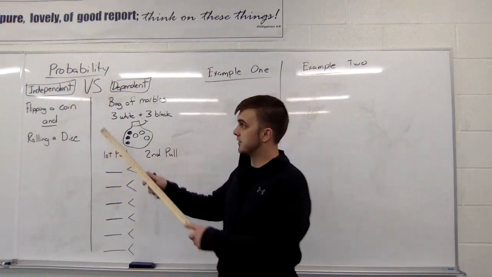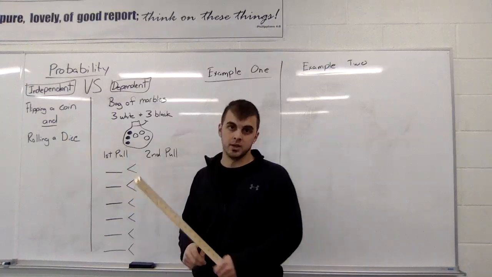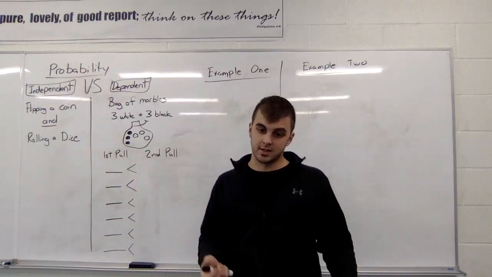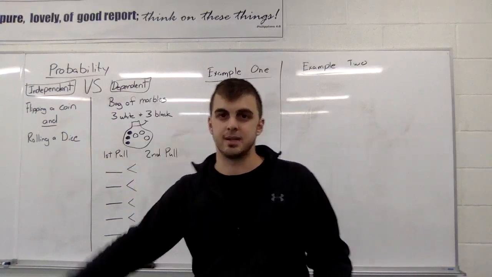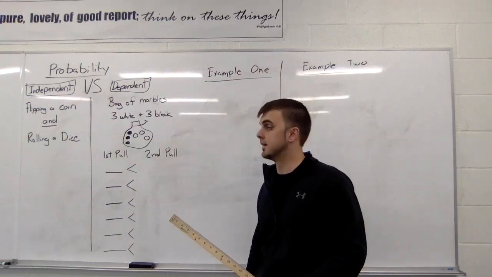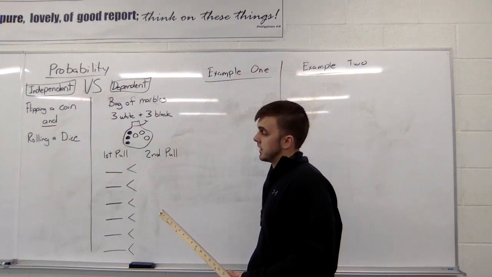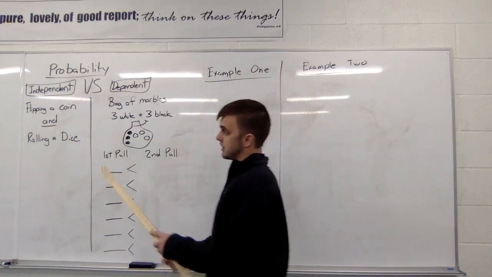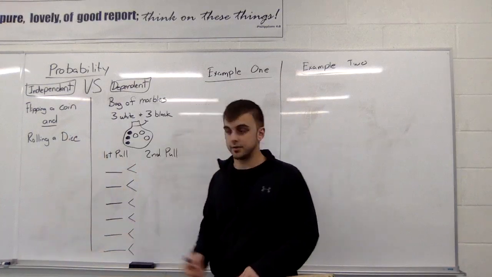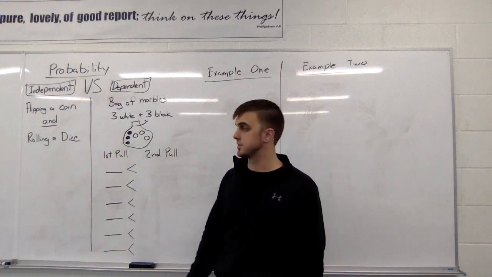In other words, flipping a coin does not rely on how you roll a dice. So if you flip a coin and you roll a dice, if the dice lands on 6, that doesn't mean that the coin's going to land on heads or tails. It doesn't have any relation. So independent here is flipping a coin. So if I flip a coin, it could land on heads or tails. If I roll a dice, it could land on any numbers 1 through 6.